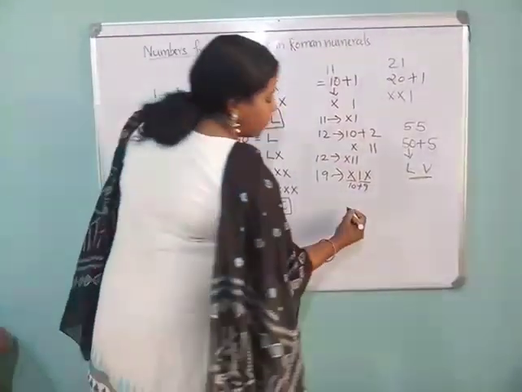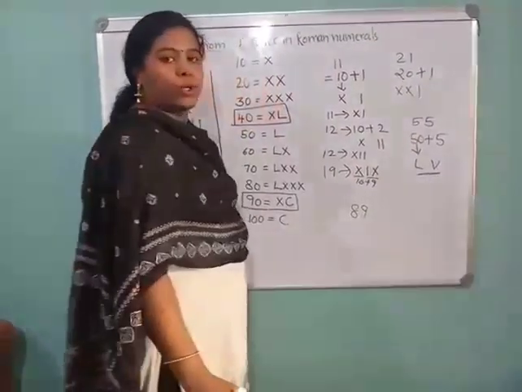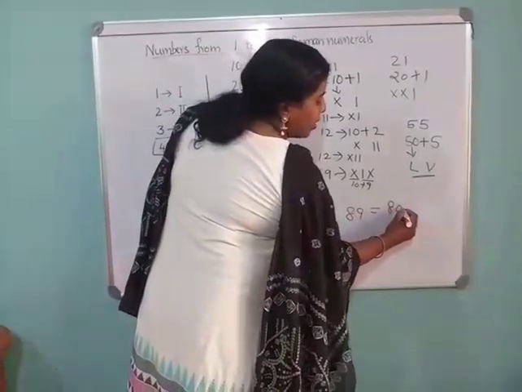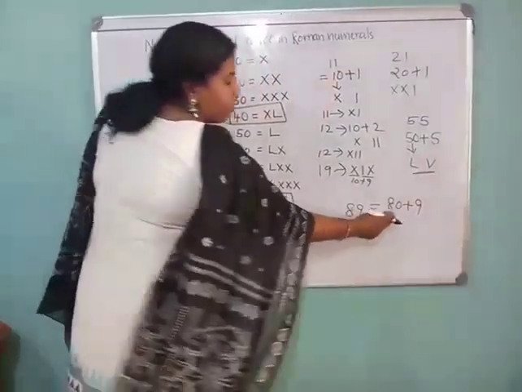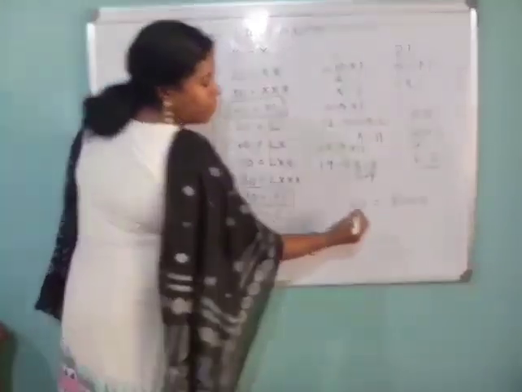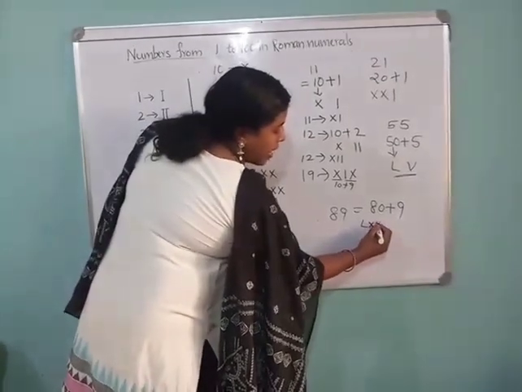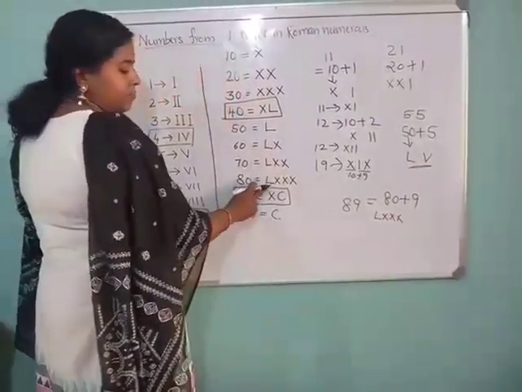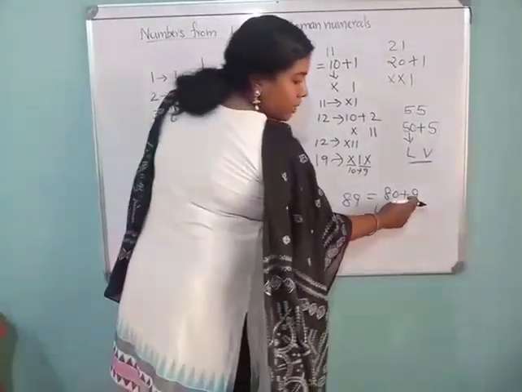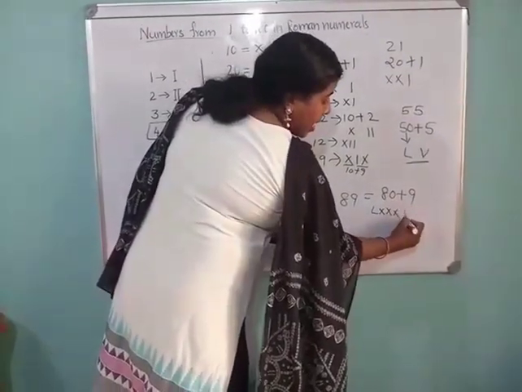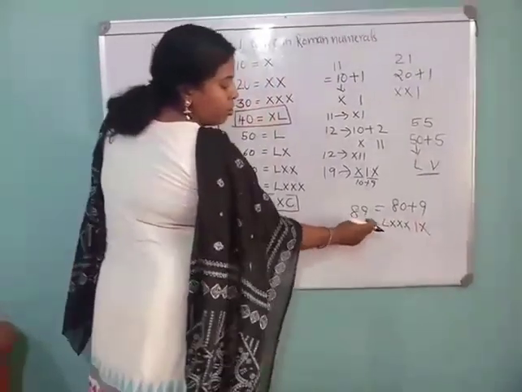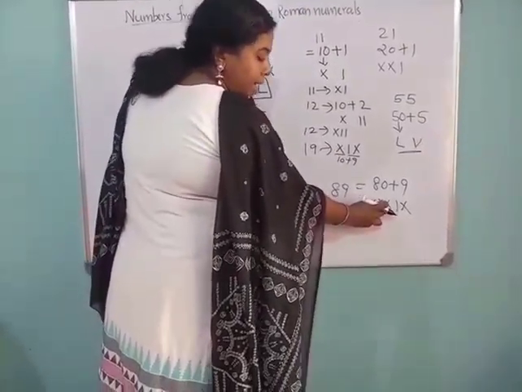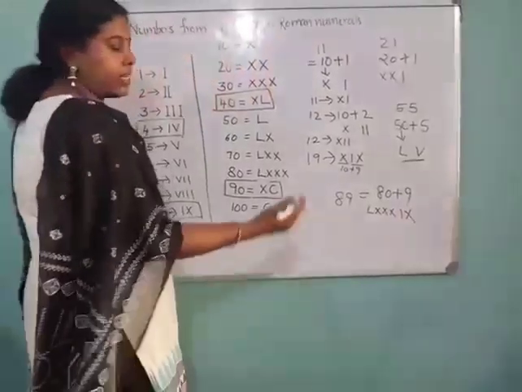Look at another example. 89. You want to write 89 in Roman numerals. 89 means 80 plus 9. What is the symbol for 80? We already learned the symbol for 80 is LXXX. L and three X's is the 80. This is 80. And the symbol for 9 is IX. So for 89 we will write LXXXIX.